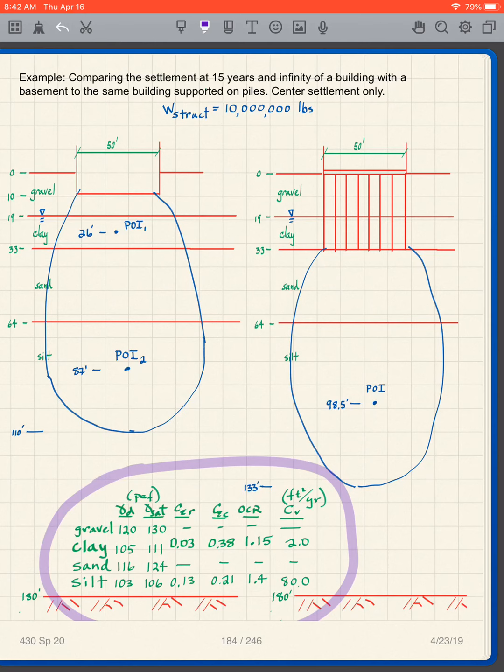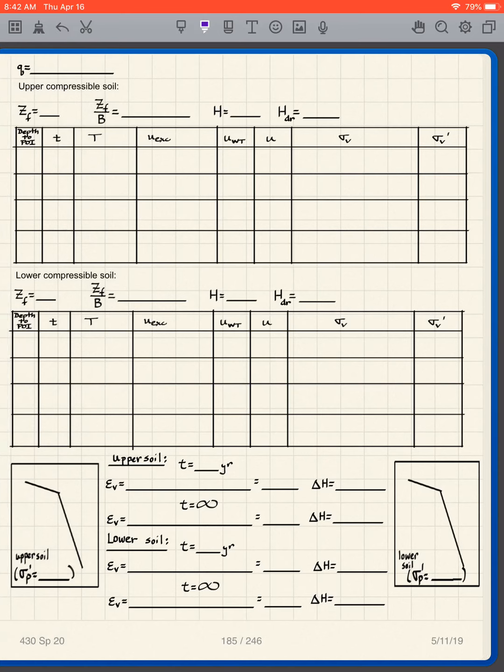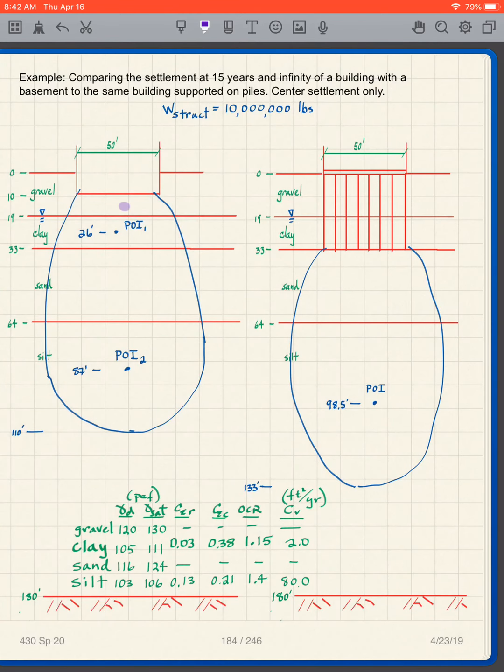and what I want you to do is to do this calculation, and this is what you need to do. You need to fill in this table. So try to do this. This is for the building with a basement that has an upper compressible soil, which in this particular case is the clay. The lower compressible soil is the silt.